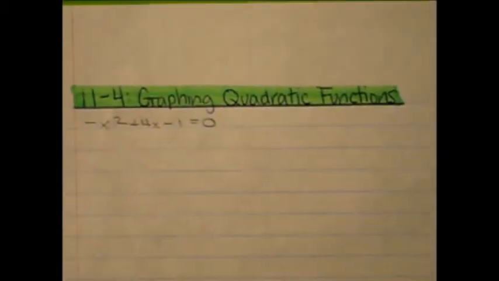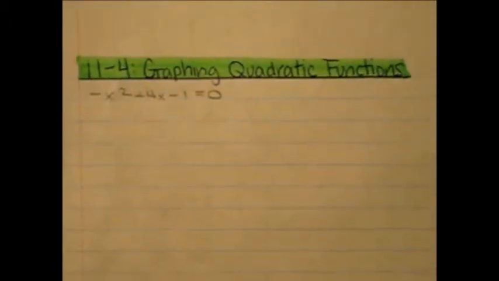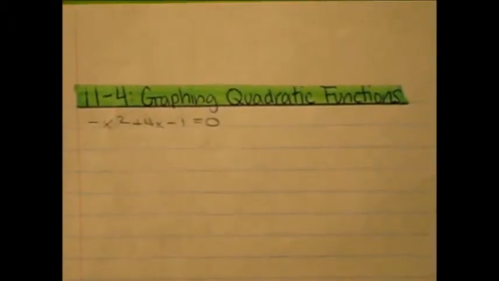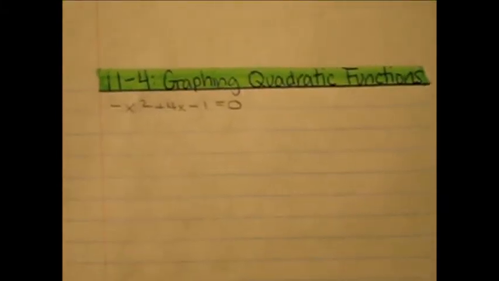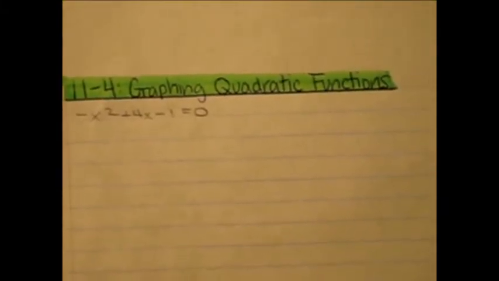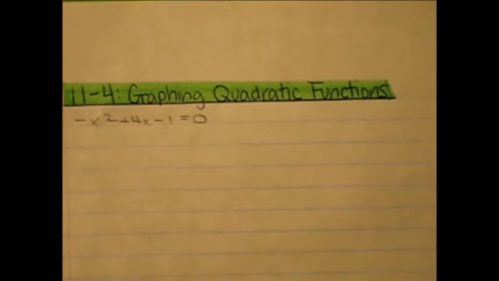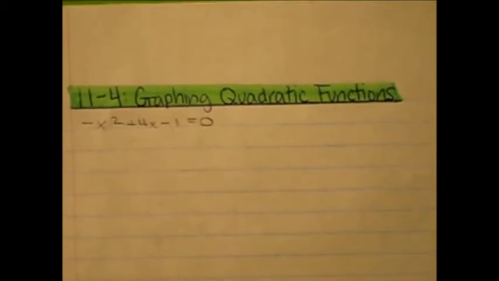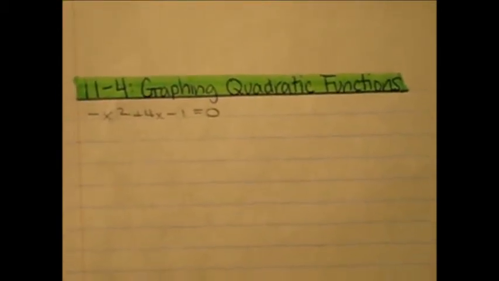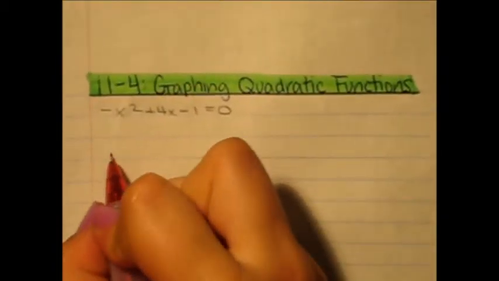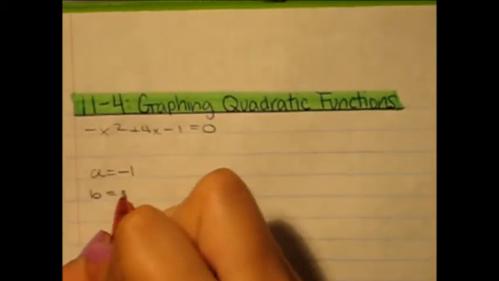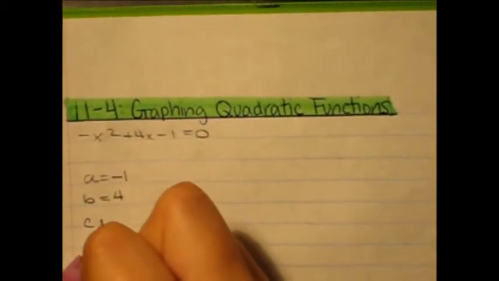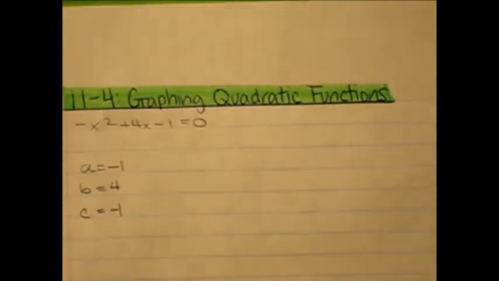So first we're going to start out with the quadratic function negative x squared plus 4x minus 1. Then you're going to find a, b, and c based on the equation ax squared plus bx plus c equals 0. From that equation you see that a equals negative 1, b equals 4, and c equals negative 1.